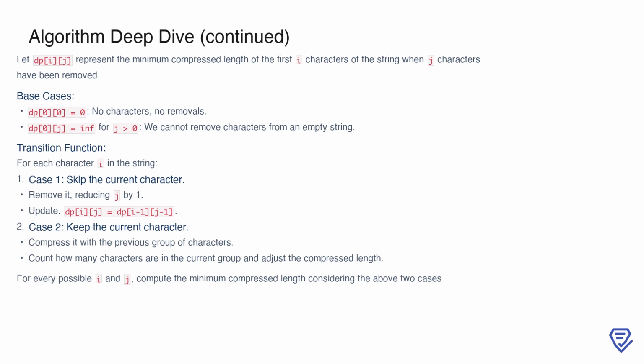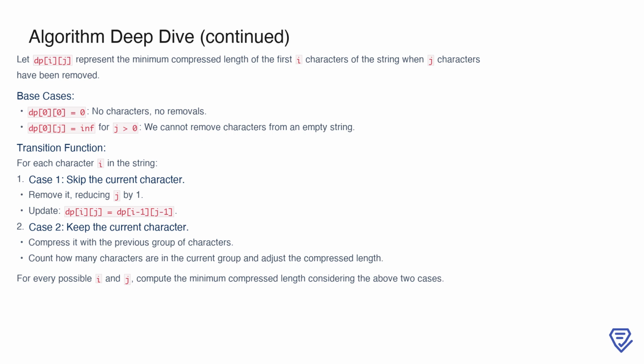The transition function is the core of the algorithm. For each character position i, we consider two main scenarios. First, we can skip the current character by removing it, which decreases the number of allowed removals j by 1. This updates DP(i, j) to the value of DP(i-1, j-1).